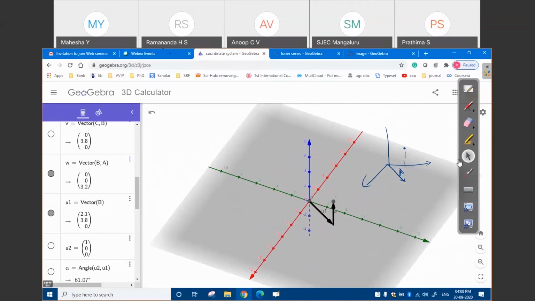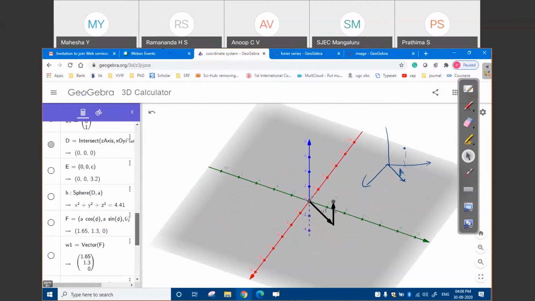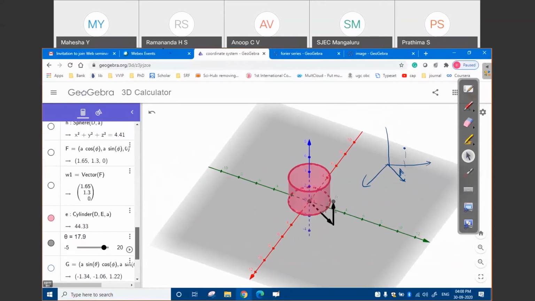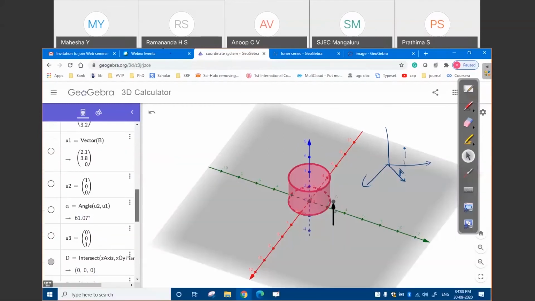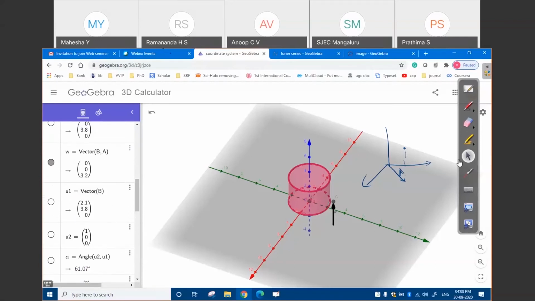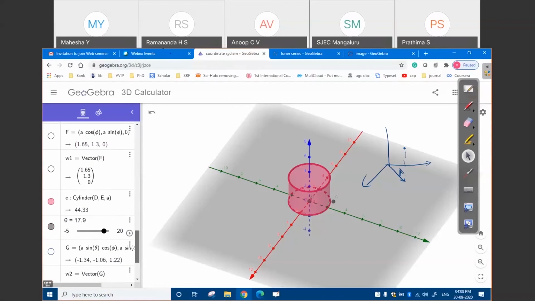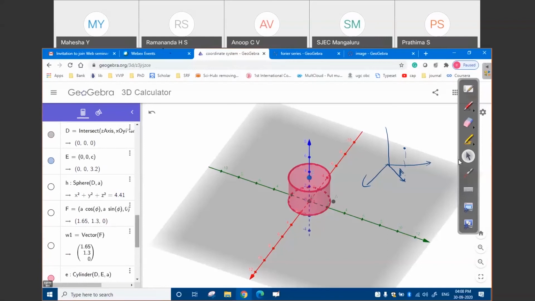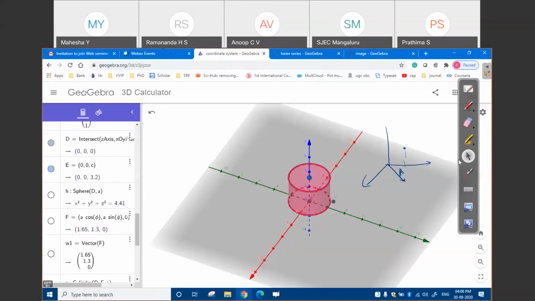So this is the second coordinate system. I can show why this is called a cylindrical coordinate system. It depends on how it is represented. So I'm using a point called E here, and I'm using the radius as A.